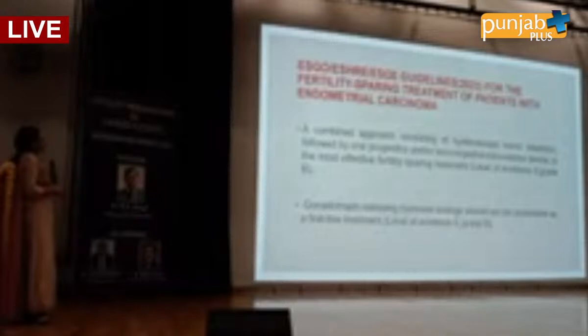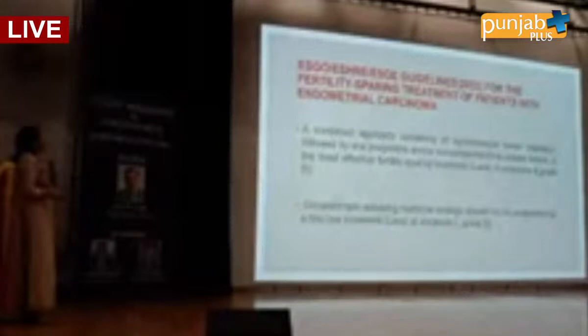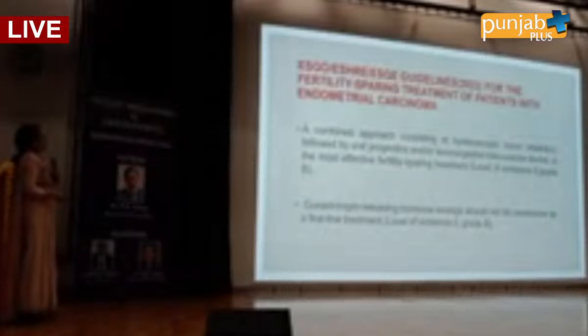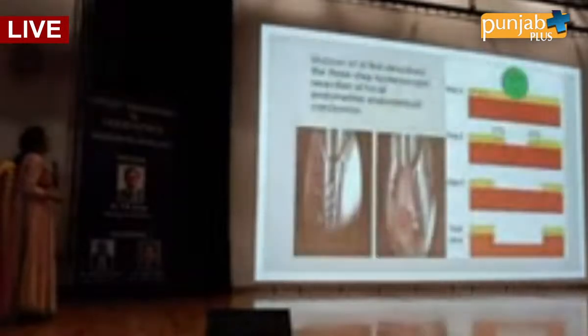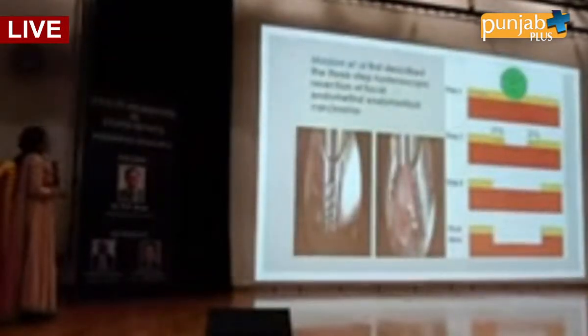The guidelines suggest that combined approach consisting of hysteroscopic tumor resection followed by oral progesterone or levonorgestrel intrauterine device is the most effective fertility sparing treatment, and the level of evidence is level 2 and grade B. And GnRH analogues should not be considered as the first line treatment. Now, this is the first person, that is Mason.